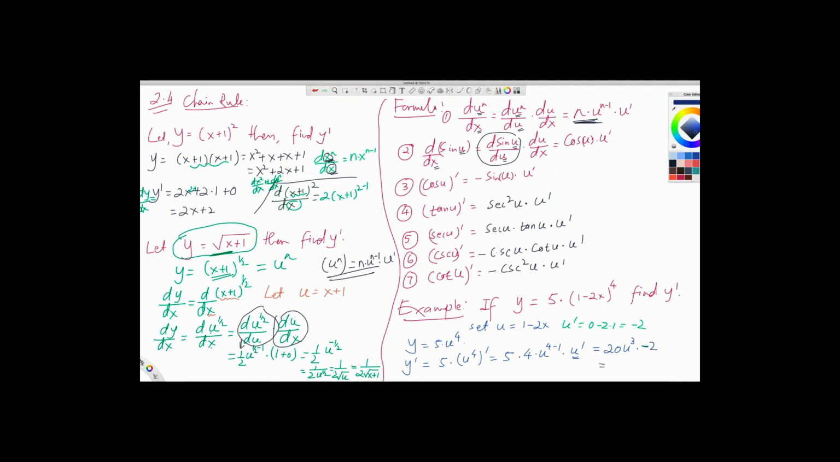Now, your question was in terms of x, so you want to write your final answer in terms of x. So 20 times negative 2 is negative 40 times u, which is 1 minus 2x, to the third. That is the final answer. Okay, so it was a lot easier. This chain rule made the problem very, very easy. Okay guys, we will do many examples so that you will get used to this chain rule.